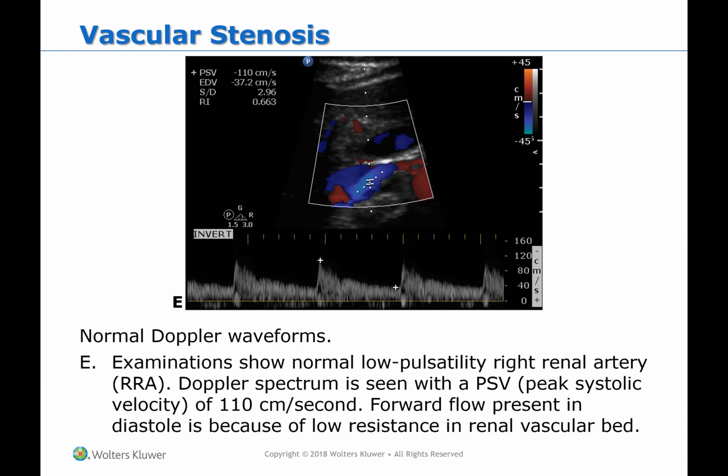So in this patient, the examination shows the normal low pulsatility of the right renal artery Doppler spectrum. Seen in the PSV, the peak systolic velocity, how high the peak is, there is 110 cm per second. That's how fast the blood's flowing through. Forward flow is present in the diastole because of the low resistance flow of the renal vascular bed. So you're going to have a higher diastolic flow.